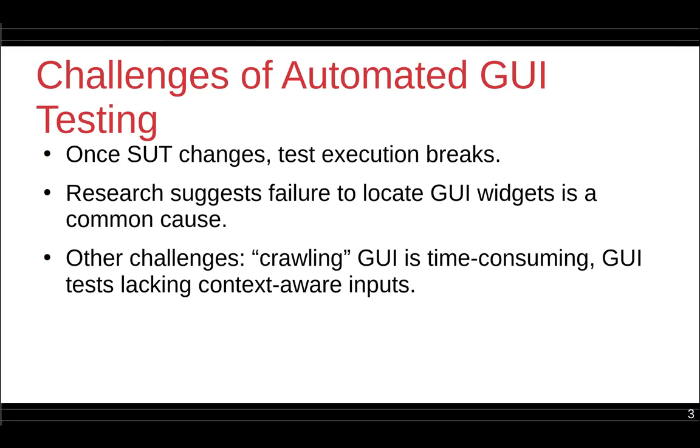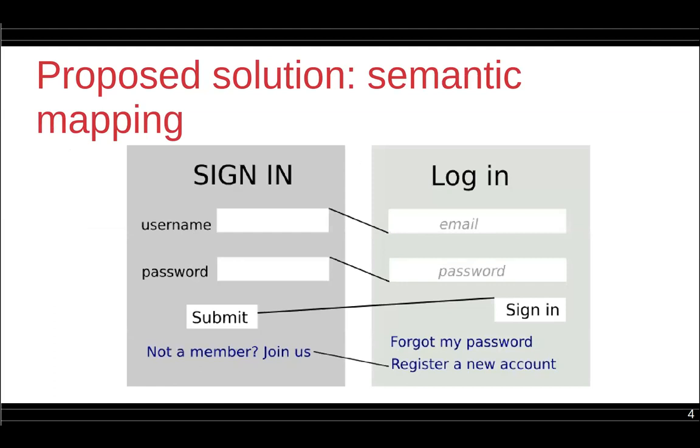There are other challenges associated with automated testing. For example, if we use crawling of graphical user interfaces, it's very time consuming, it's very slow. And such tests also lack context-aware inputs, so they do not necessarily emulate human interaction very well. There has been a very recent proposed solution, which is called semantic mapping or matching, it's the same thing in the literature. This idea was first proposed, as far as I know, in 2018. The idea is that if we have applications in the same domain, such applications often have similar functionality. And since they have similar functionality, their user interfaces can be quite similar, although they might be using different text attributes to signify the same elements, but they nevertheless perform the same function.